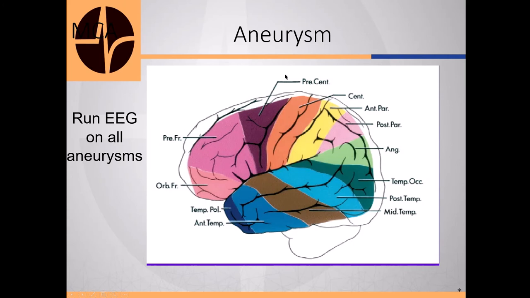This is run EEG on all aneurysms. I always run EEG. And this is a really good slide if you're going to be taking your boards, especially EEG, because they'll say they have had a stroke in the middle cerebral artery. What part of the brain does that feed? They'll give you the symptoms and then ask you to name the vessel.